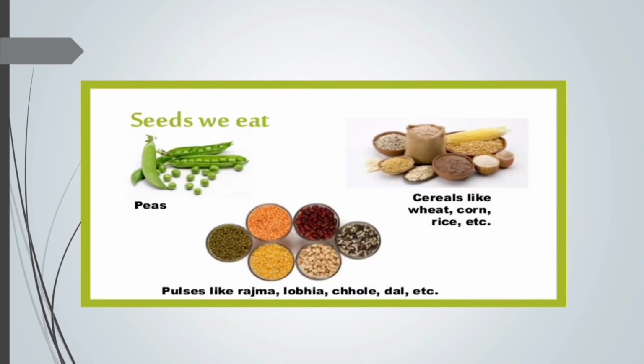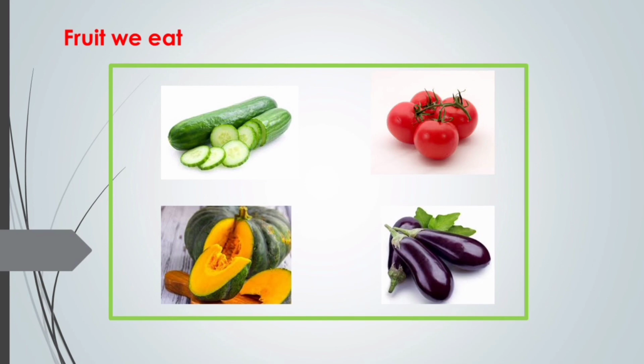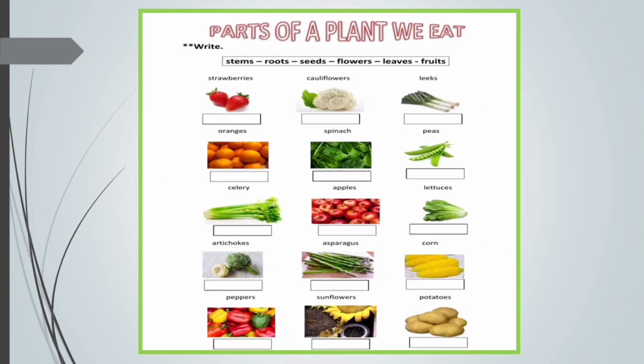As seeds of a plant, we eat all pulses, cereals, and peas. As a fruit of a plant we eat, examples are cucumber, tomato, pumpkin, and brinjals. These are some of the examples and there are many more.